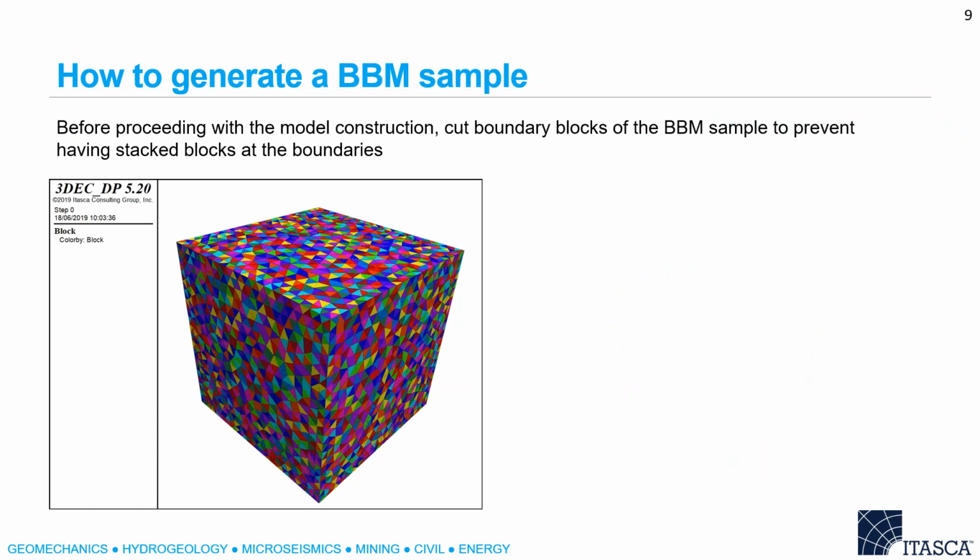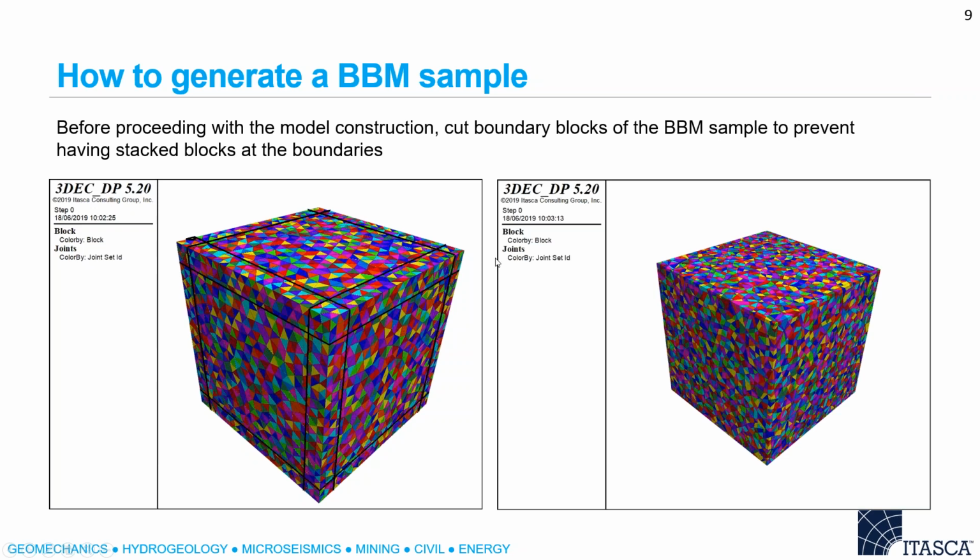When we make a BBM sample, as you see here, we have stacked blocks at the boundary with aligned edges. So for the modeling, it's better to cut those boundaries. So we add joints like this, and we remove the boundaries to obtain something less uniform on the boundaries of our sample.